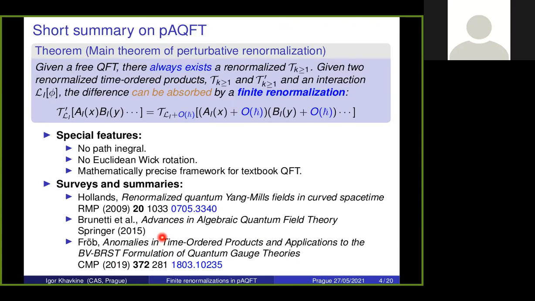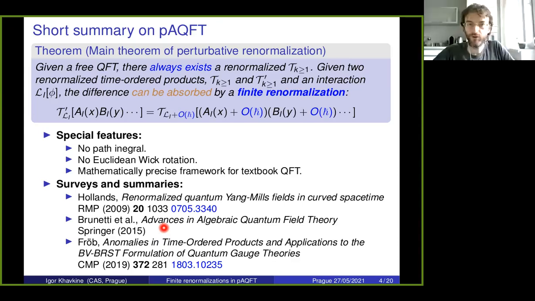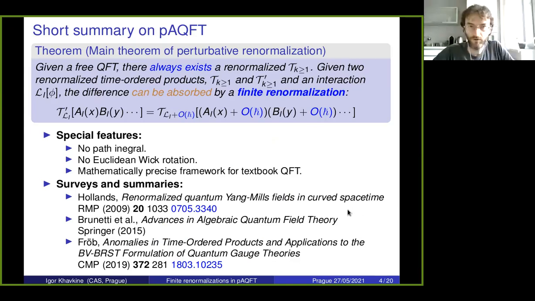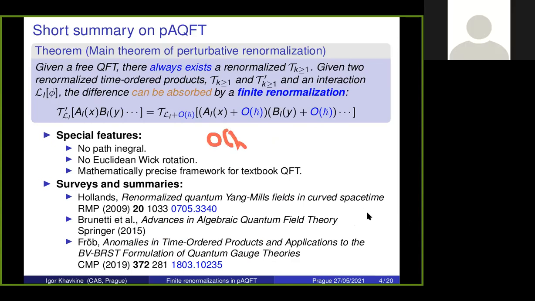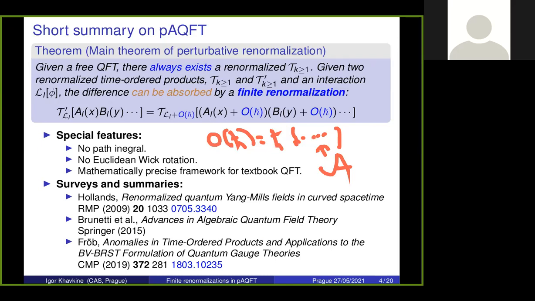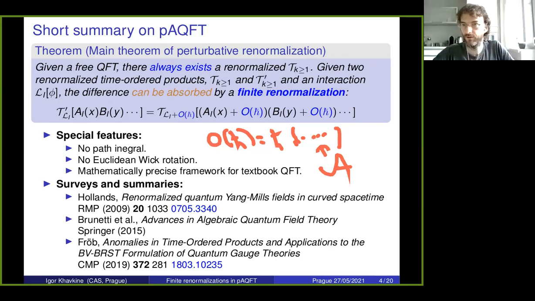So let me ask you, what does it mean finite in this case? This big O means some infinity. So it just means that it's h bar times something which lives in your algebra of the free field. That's all it is. H to the power of one? Yes, it starts with, could have other things that have h in it, but it starts at h to the power one.